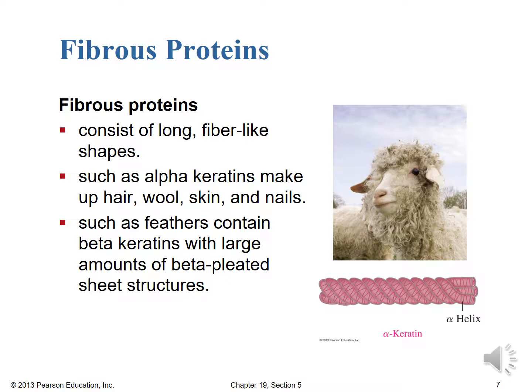If we look, on the other hand, at fibrous proteins, they tend to consist of long fiber-like shapes, so very different from the globular proteins. You can have things such as alpha keratins, which make up hair, wool, skin, and nails. There we see our sheep with alpha keratin, which has the alpha helix as a prominent type of structure. We can also have feathers containing beta keratins with large amounts of beta pleated sheet structures. So those secondary structures are important and do influence these tertiary structures, but it's really the interplay of secondary structure and side chain that gives the overall tertiary structure type.